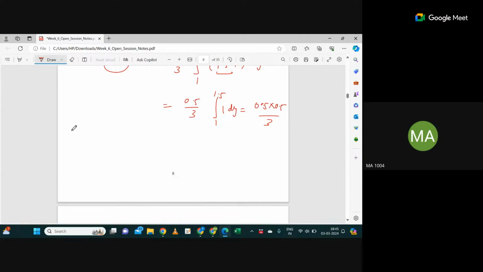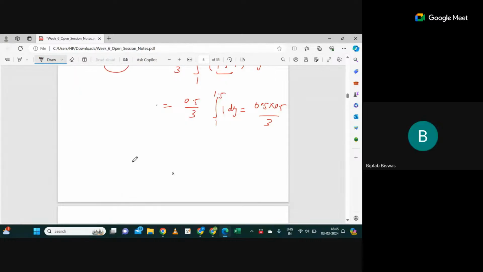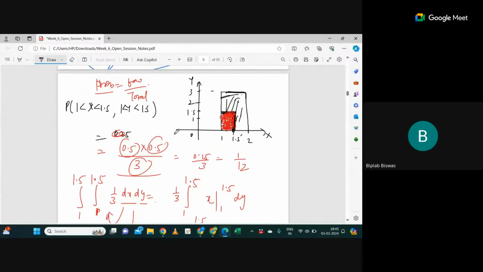Okay, is this clear? You can go with either approach. For the previous approach, the height is what? Is it 1.5 or 0.5? 0.5? Okay. Oh, one second, one second. I have done one mistake.